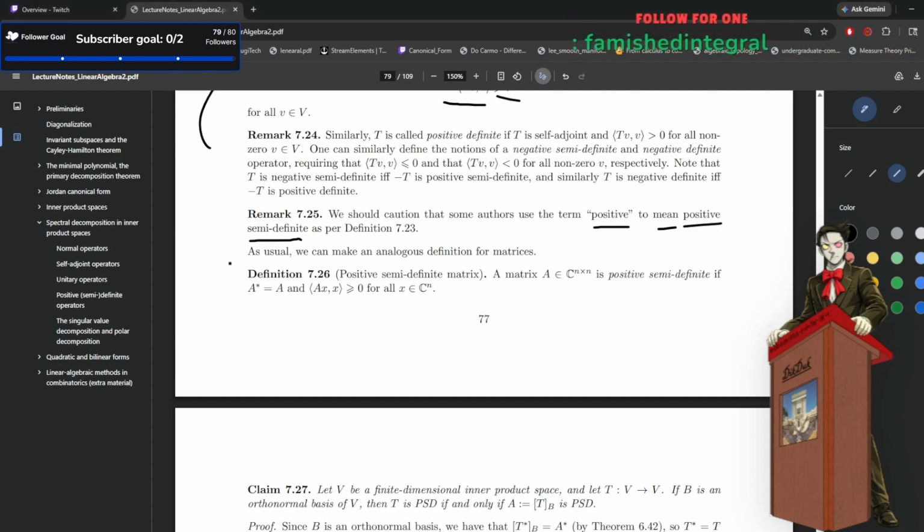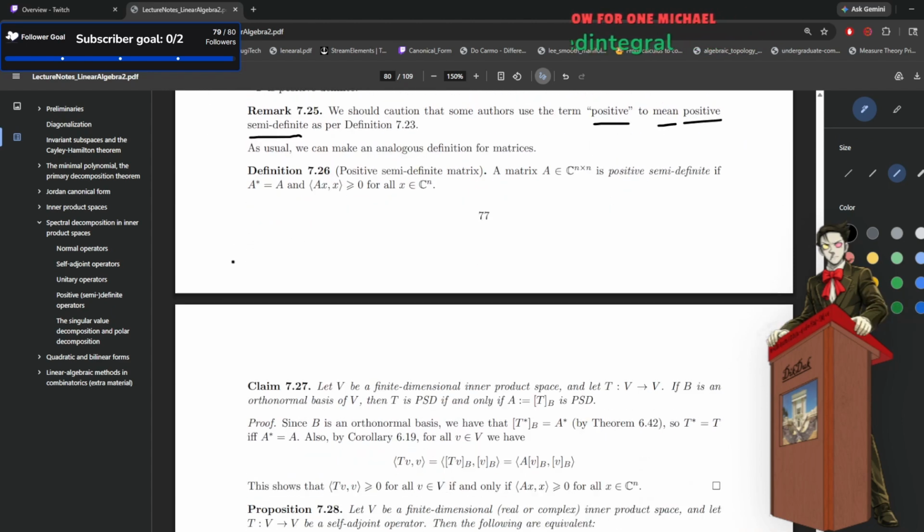Definition 7.26. Positive semi-definite matrix. A matrix A in the complex n by n, i.e. a square complex matrix, is positive semi-definite if A star is equal to A, and the inner product of AX with X is greater or equal to 0 for all X in the complex vector space, X being a vector with complex field.